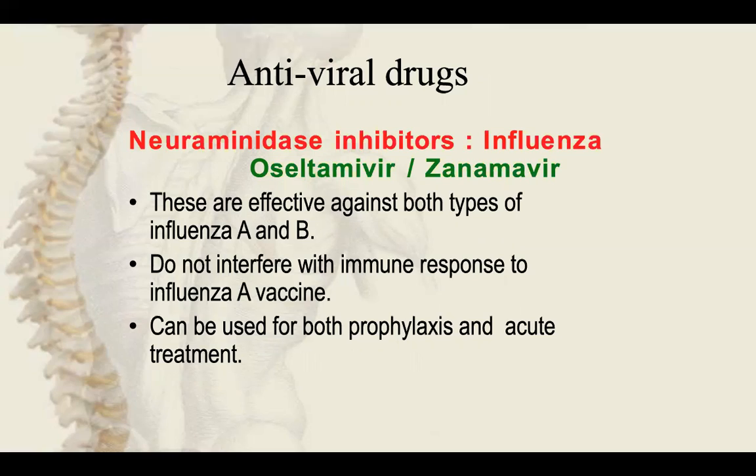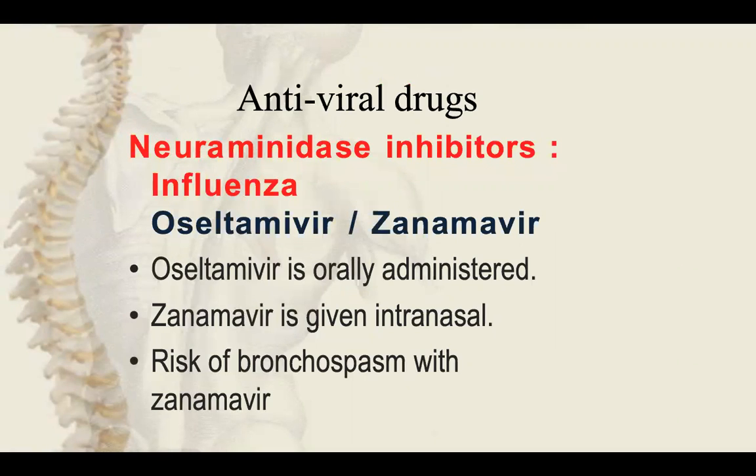These are effective against both influenza A and influenza B. They do not interfere with the immune response to influenza A vaccines. They can be used for both prophylaxis and acute treatment. Oseltamivir is orally administered, in the form of syrup or tablets. Zanamivir is given intranasally, through the nasal cavity. There can be a risk of bronchospasm with zanamivir.